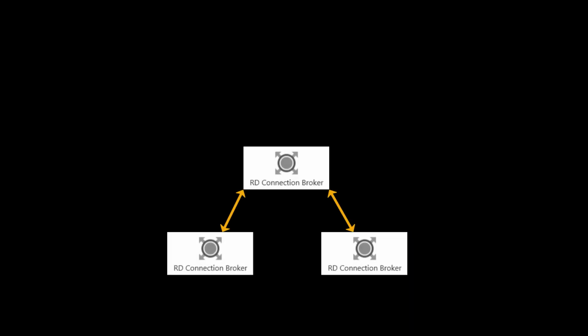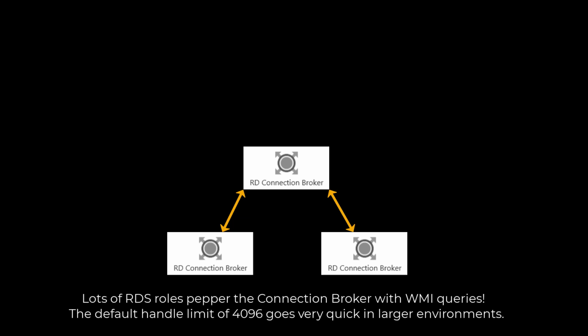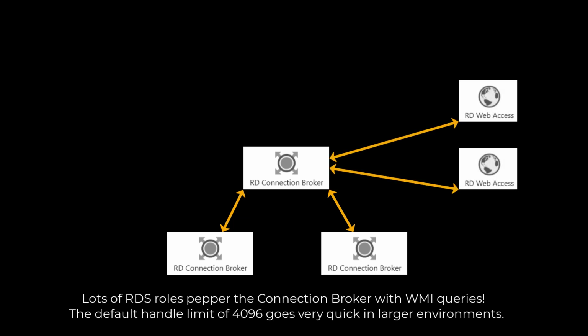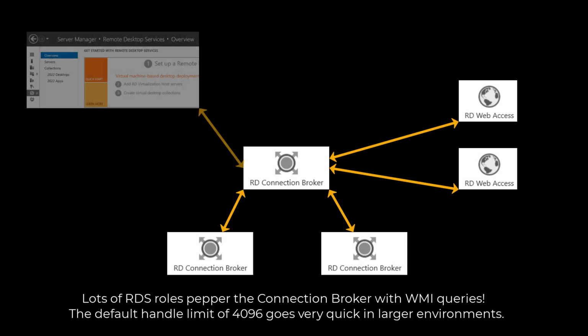Since the connection brokers are the brains of the farm, so to speak, they handle the majority of WMI queries, and Windows imposes a hard quota limit on WMI handles, where 4096 is the default. If a server VM running a connection broker goes over that limit, the WMI provider service will crash, and then you can end up with a cascading failure on a connection broker.